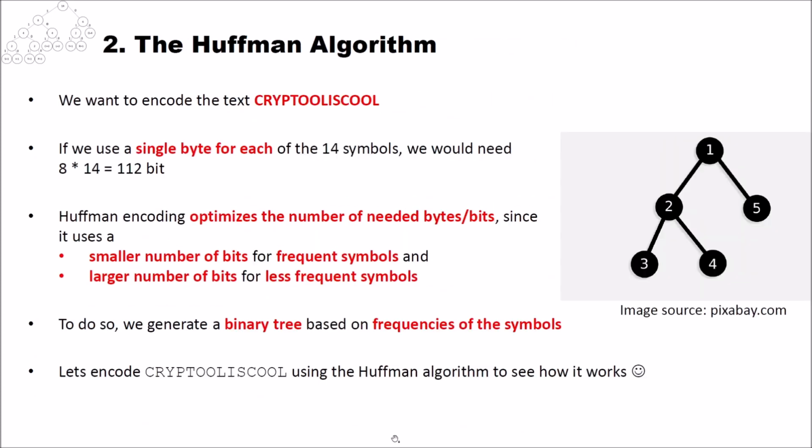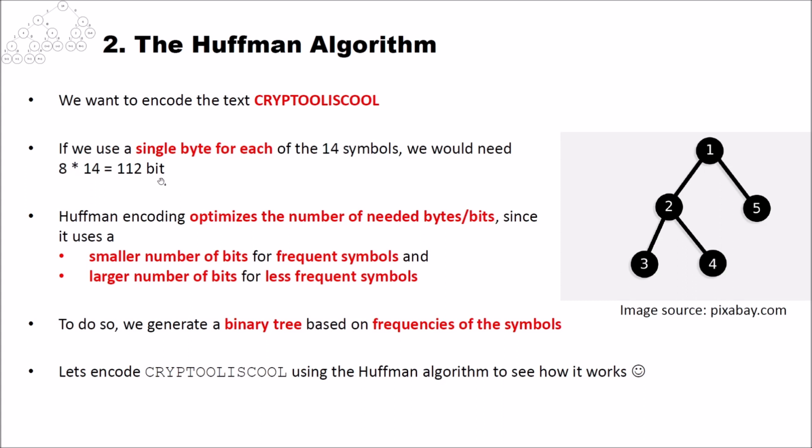Let's have a look how the Huffman algorithm works. And we want to encode the text CrypTool is cool. If we would use a single byte for each of the 14 symbols, the 14 letters here, we would need 8 times 14 bits. A byte has 8 bits, as you know. So we would need 112 bits to encode CrypTool is cool when we would use ASCII encoding.